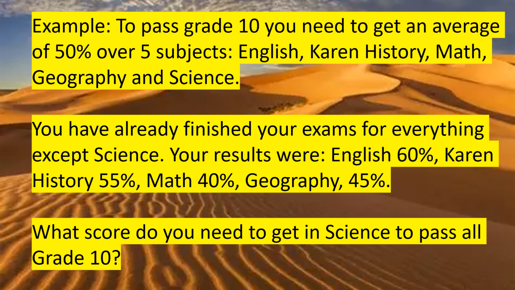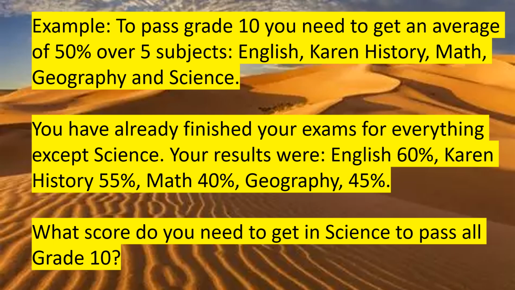So to pass grade 10, you need to get an average of 50% over 5 subjects. The subjects are English, Karen history, math, geography, and science. You've already finished your exam for everything except science, and your results were 60% for English, 55 for Karen history, 40 for math, and 45 for geography. What score do you need to get in science to pass the whole of grade 10?